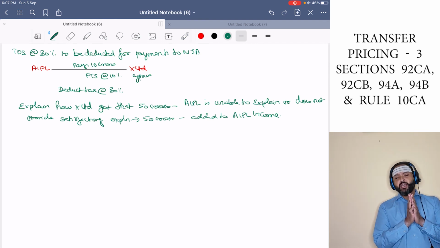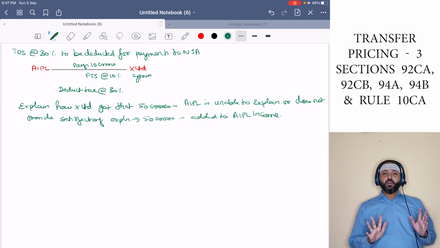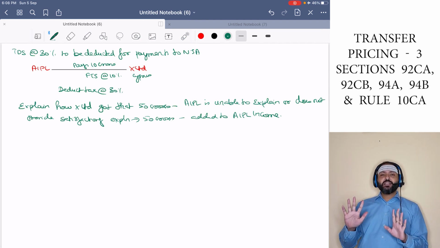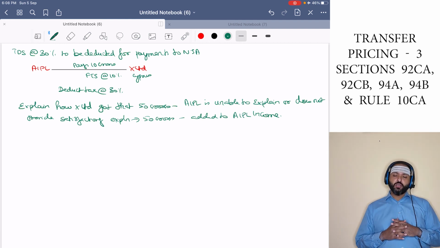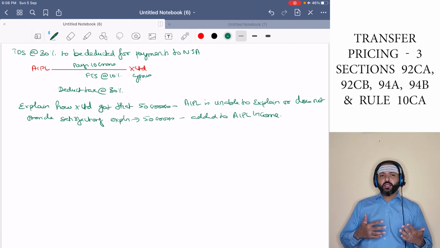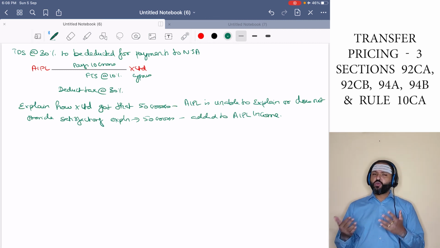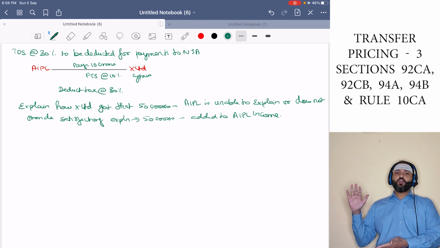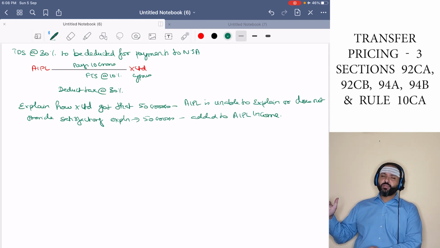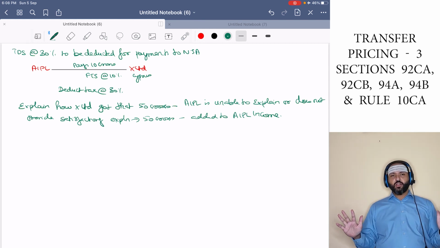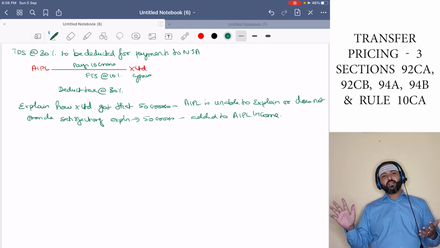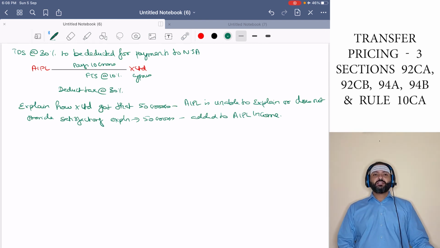AO will come and question AIPL. Boss, tell me, how did X Limited get this 50 crores? I will have to tell, sir, they have been selling to so and so party. This is the business. Out of this business that they have carried out, they have got this income. We have got a mail from the MD of that company, and this is what the income is all about. And if that is satisfactory, it is fine.